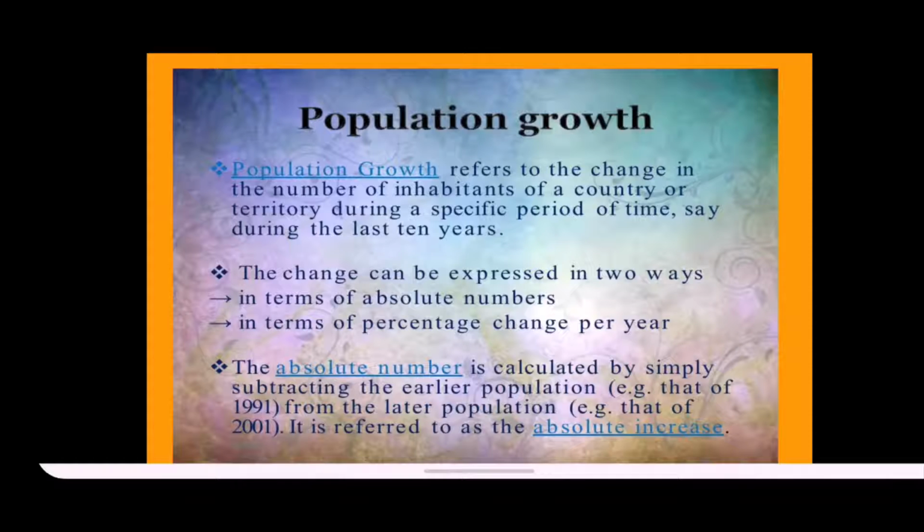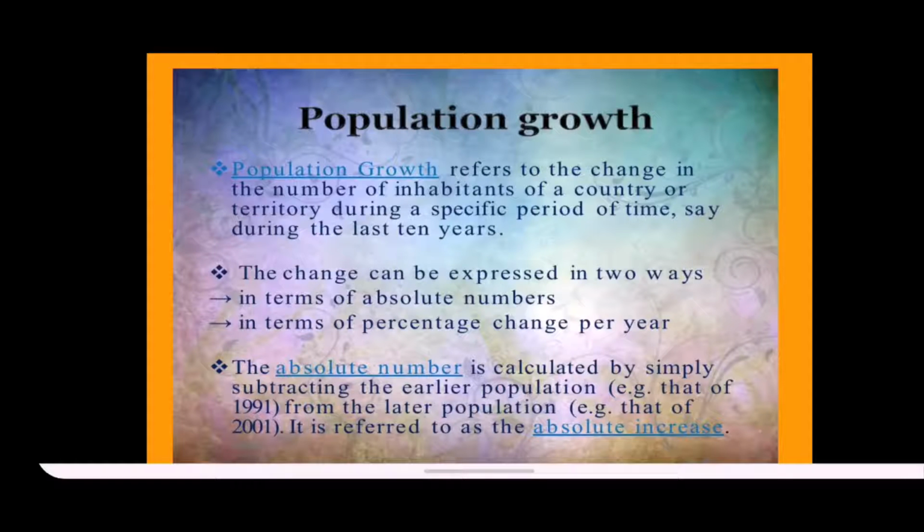Population growth refers to the change in the number of inhabitants of a country or territory during a specific period of time, say during the last 10 years. The change can be expressed in two ways: in terms of an absolute number, and in terms of percentage change per year.